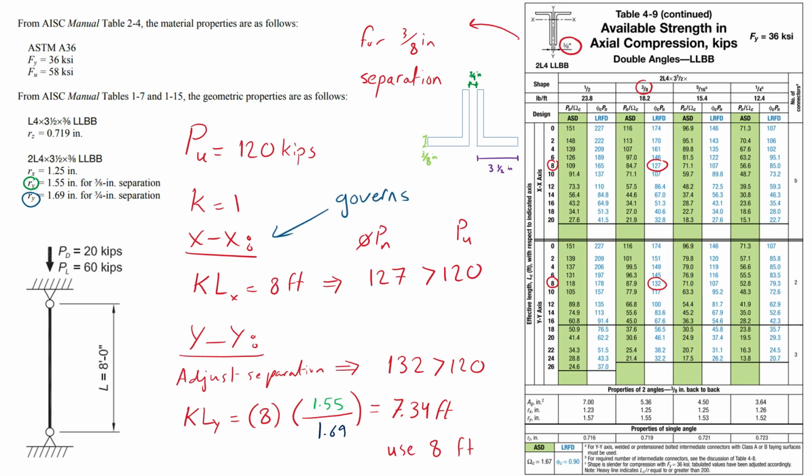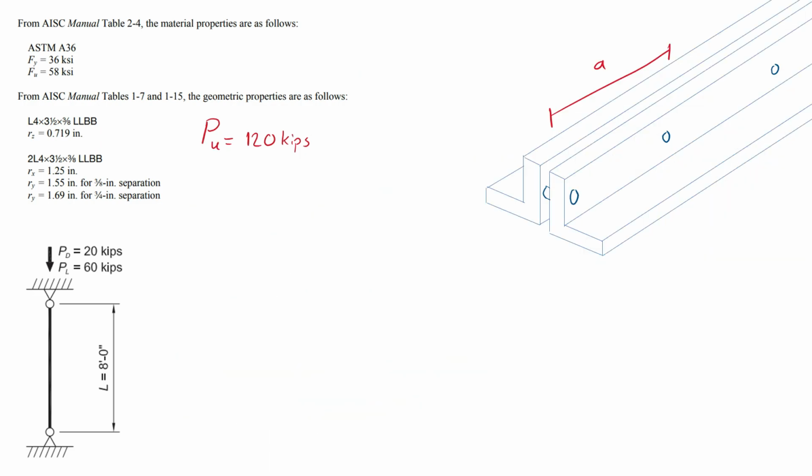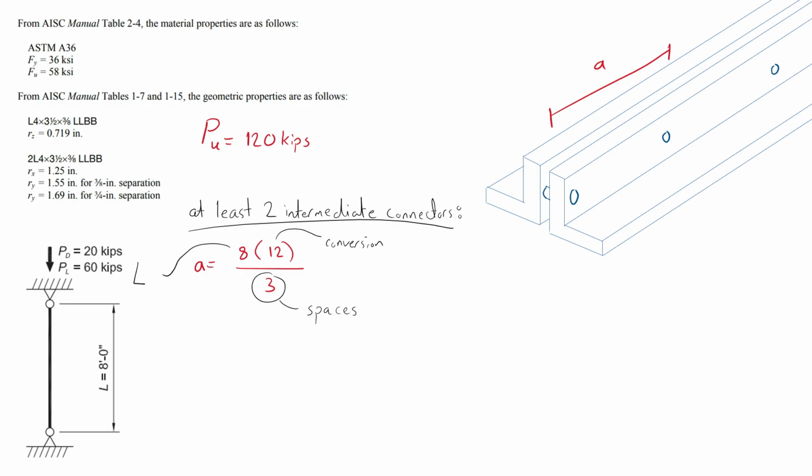Notice that the tables also provide the minimum number of intermediate connectors required. Let's check whether 2 intermediate spacings are indeed adequate. We determine the spacing as follows, and thus we have a spacing of 32 inches.